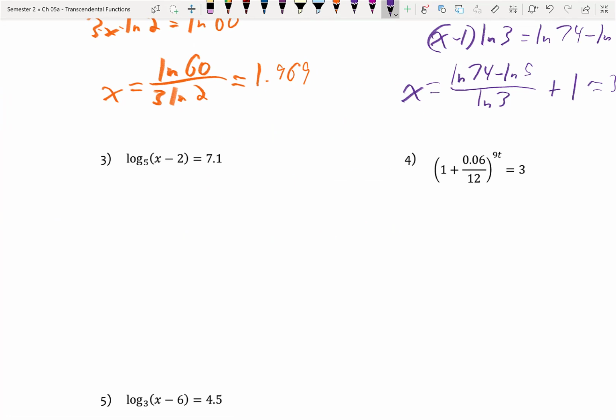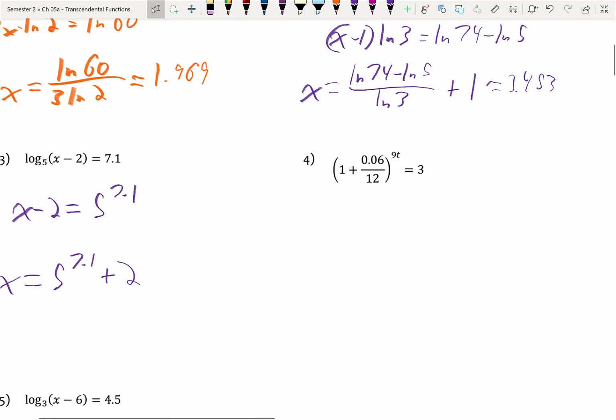If I write this as x minus 2 equals 5 raised to the 7.1, I get x is equal to 5 raised to the 7.1 plus 2. Most calculators are fine with that. We're going to skip the rounding part and just keep moving on so we can fly to the next bit.